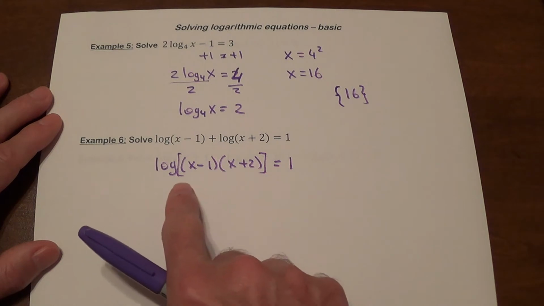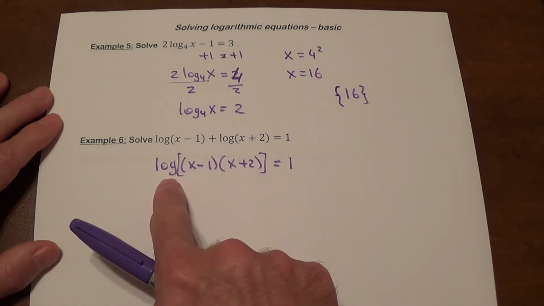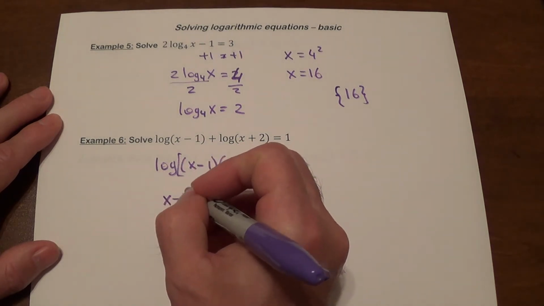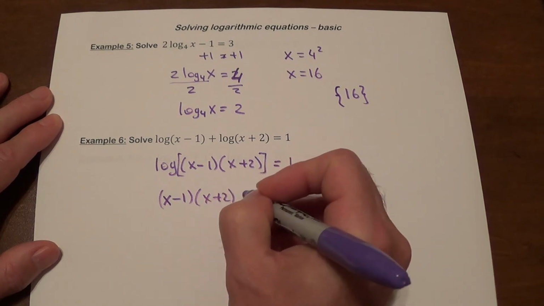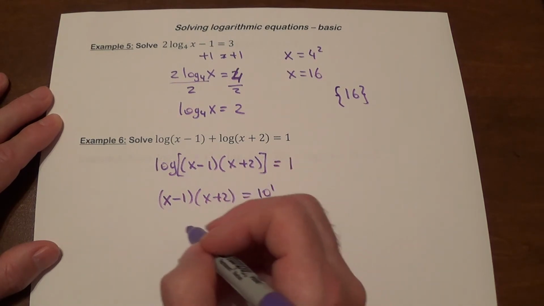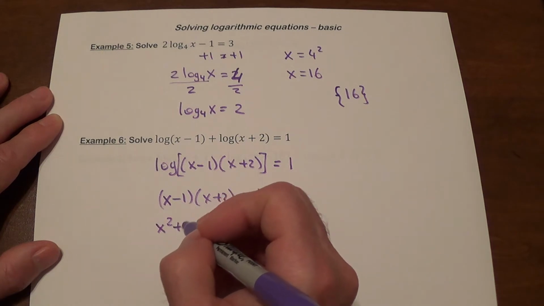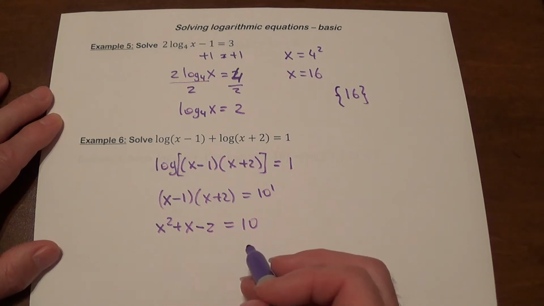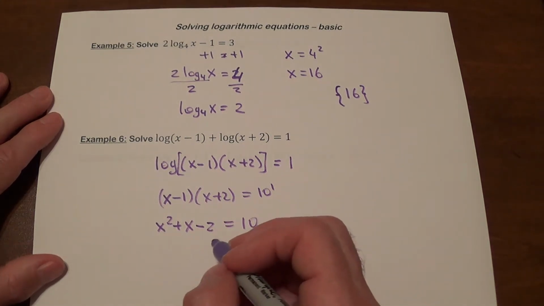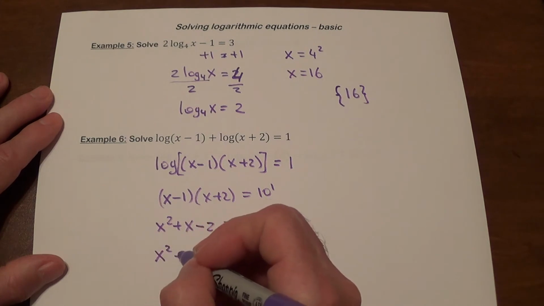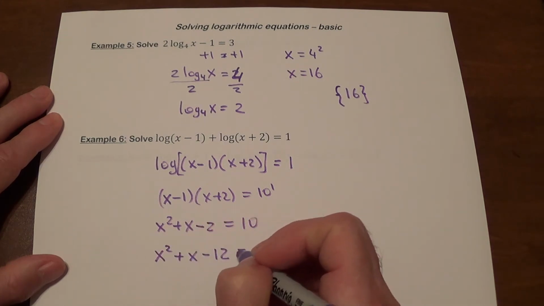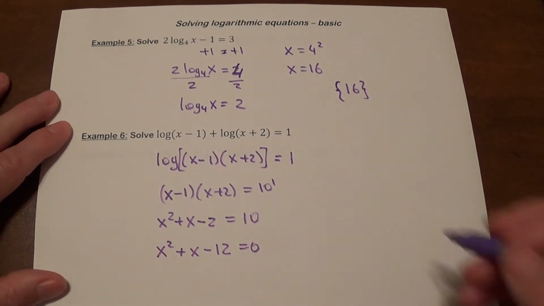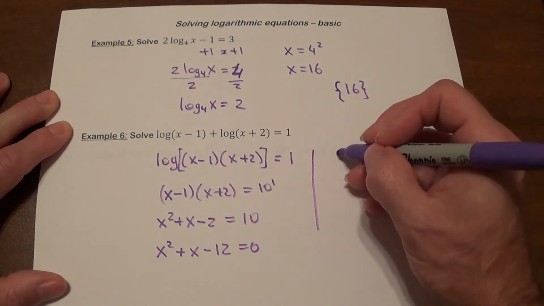So what do we have here? This is base 10 log, right? Because it doesn't have a base explicitly written. That means that x minus 1 times x plus 2 is going to equal 10 to the first power, which means it's x squared plus x minus 2 equals 10. It's a quadratic equation, which means we're going to need to bring all the terms on one side. Our quadratic equation in this case in standard form is going to be x squared plus x minus 12 equals 0.